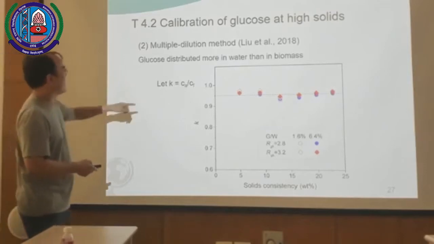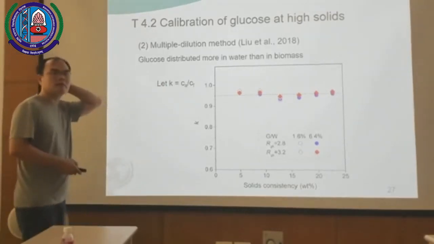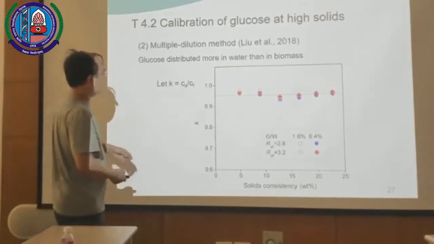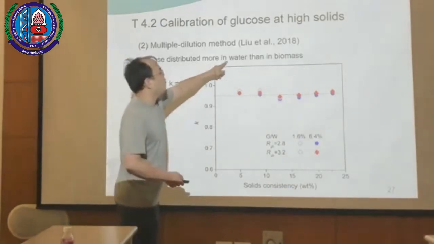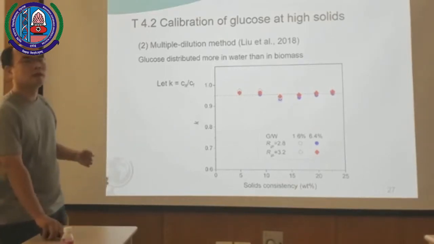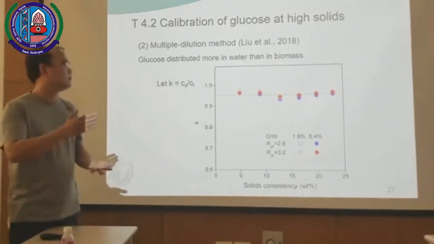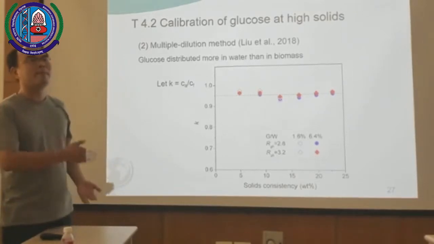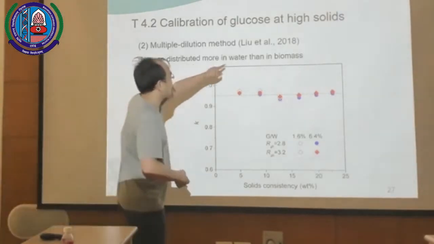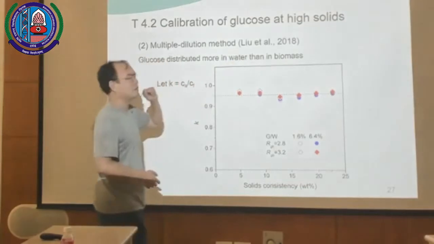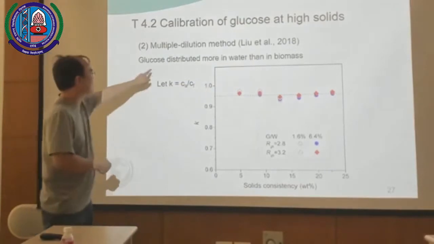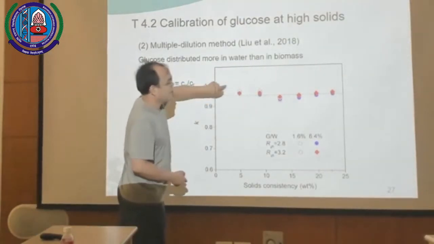I also tested the K. The K determines the distribution of glucose in water or in biomass. I found that glucose distributed more in water than in biomass. This method can also be used to test the distribution of ethanol, xylose, and butanol. I compared them. The result is that butanol is enriched in biomass, less distributed in water. The line for butanol is higher than 1. If they distributed uniformly, it should be here.